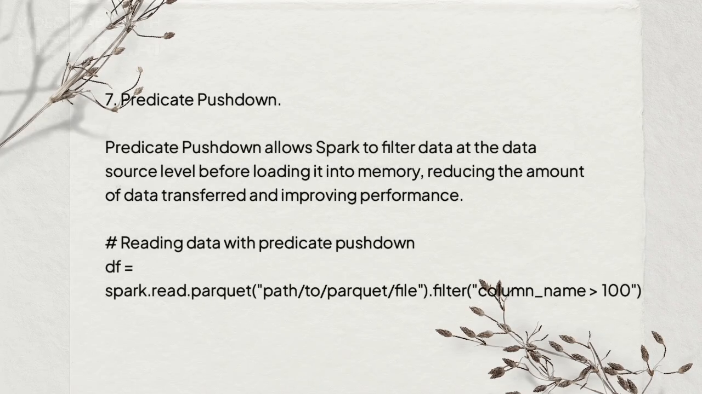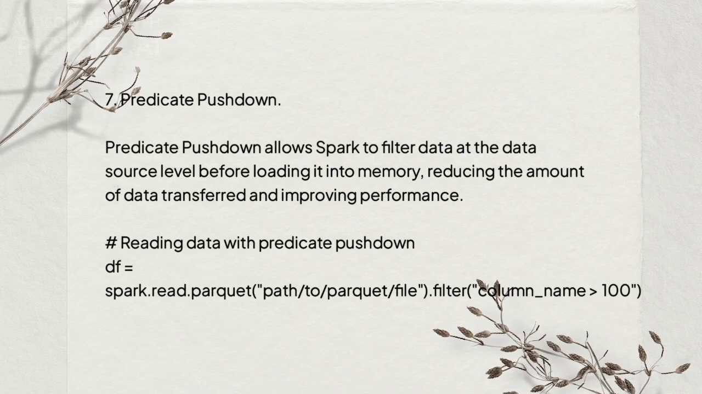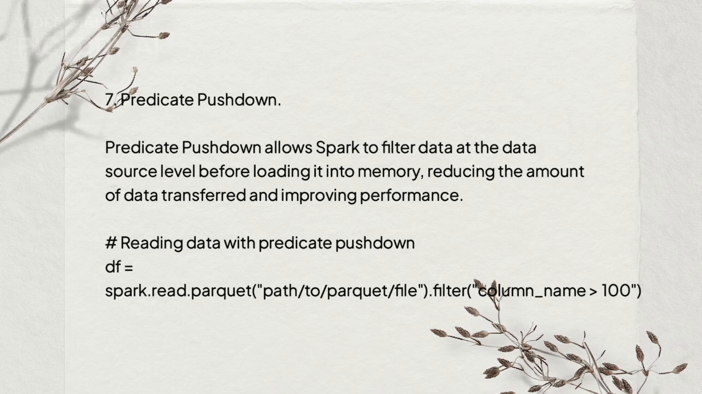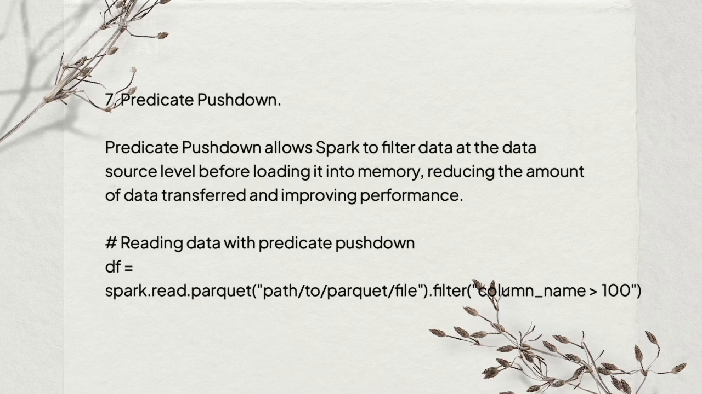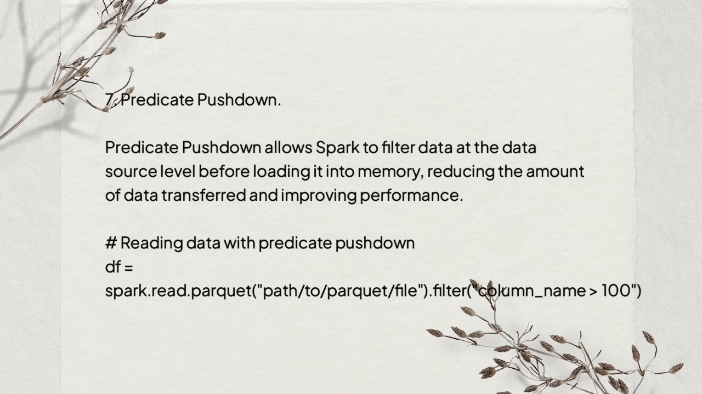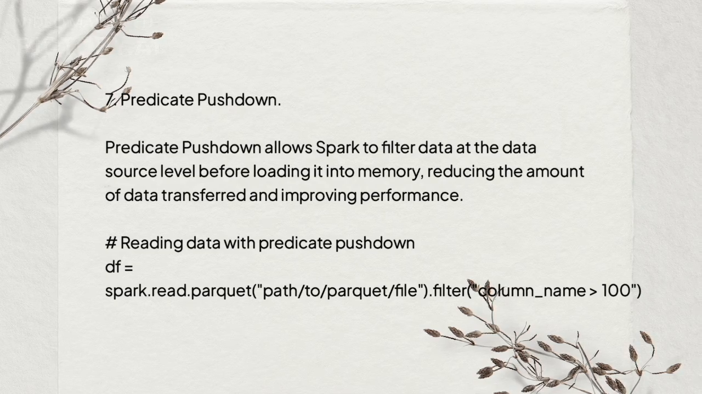7. Predicate pushdown. Predicate pushdown allows Spark to filter data at the data source level before loading it into memory, reducing the amount of data transferred and improving performance. Reading data with predicate pushdown: df = spark.read.parquet("path/to/parquet/file").filter("column_name > 100").